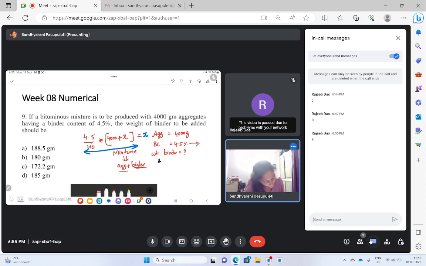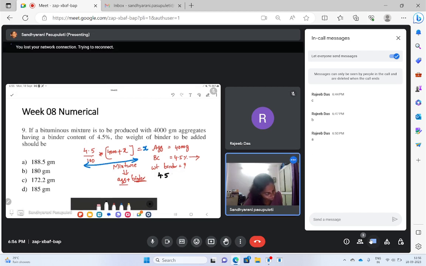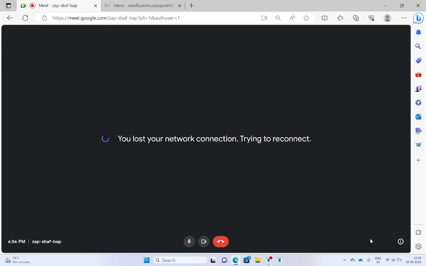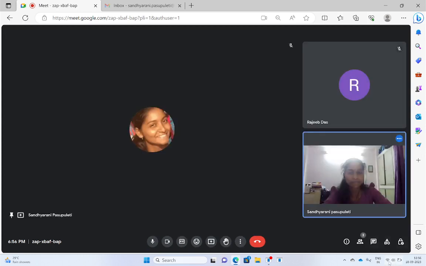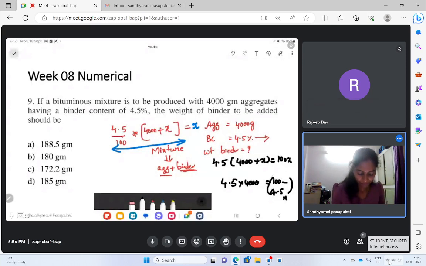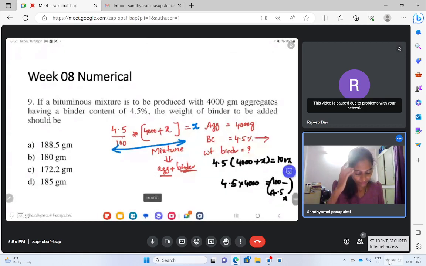So 4.5 into (4000 plus X) equals 100X, thereby 4.5 into 4000 equals (100 minus 4.5) X. If we calculate this, we will get the answer as 188.5. So these are a few questions based upon the last week's lectures.